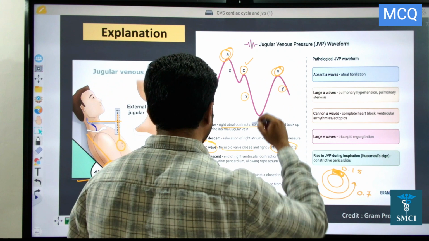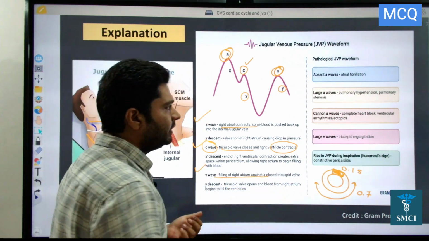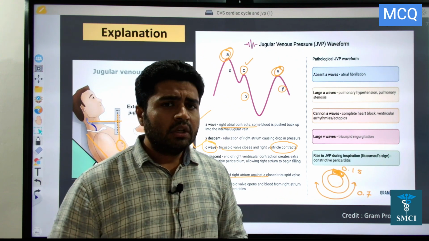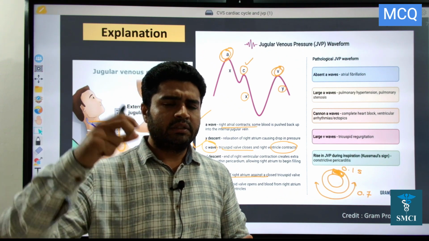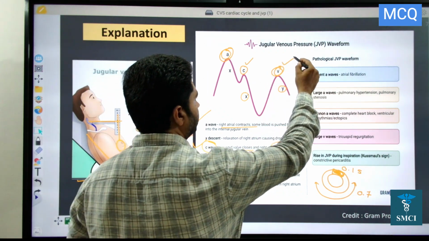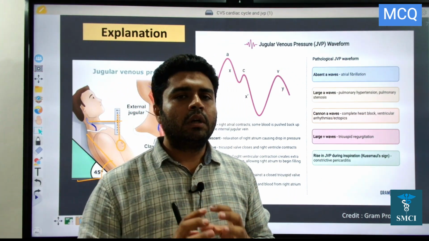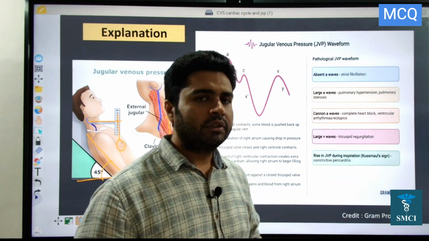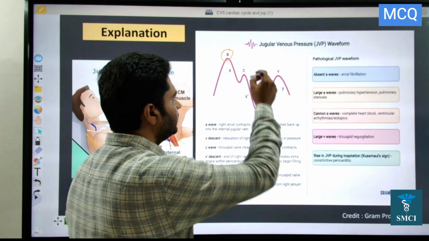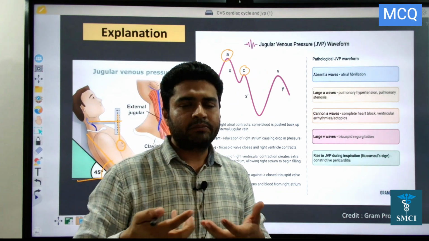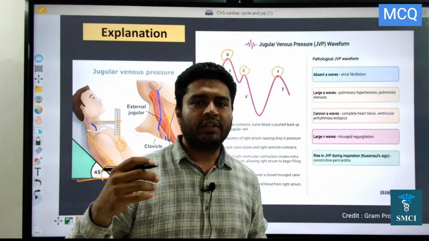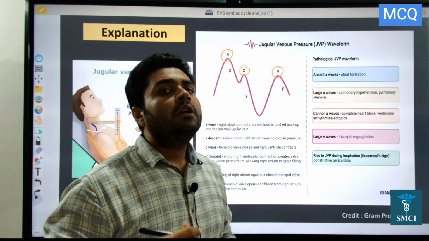When will the V wave occur? We get the V wave because of venous filling, V for venous filling. The valves are closed and the atrium is filling up, so its pressure will also go up, and we get the V wave. Now we know when there will be the positive waves in the jugular venous pulse. The A wave appears because of atrial systole. The C wave occurs because of the tricuspid valve bulging into the atrium. The V wave appears because of fast venous filling, which increases the pressure inside the atrium.